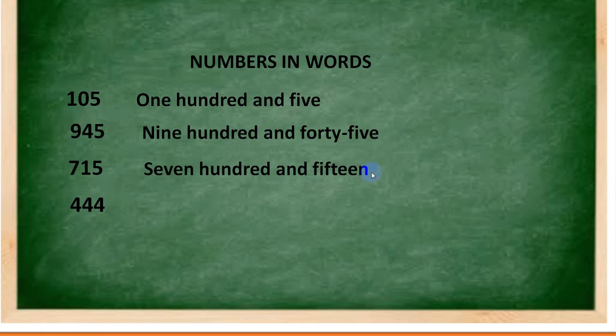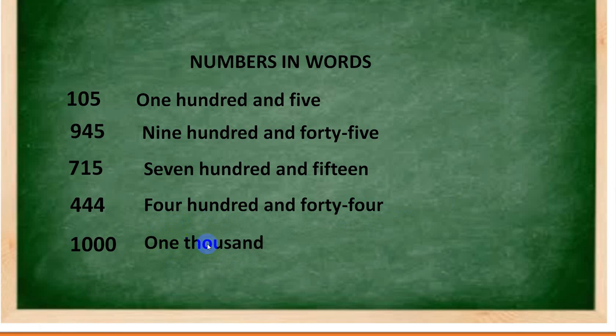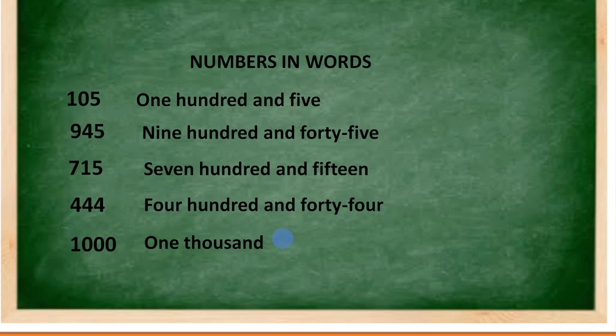Okay, and 444, four hundred and forty-four. The last, 1000, without 'and' and without hyphen, just 1000. Don't forget to memorize the spelling of 1000, THOUSAND. Okay, and the number 1000, don't forget there are 3 zeros.